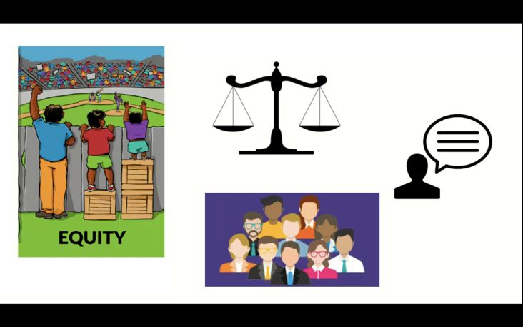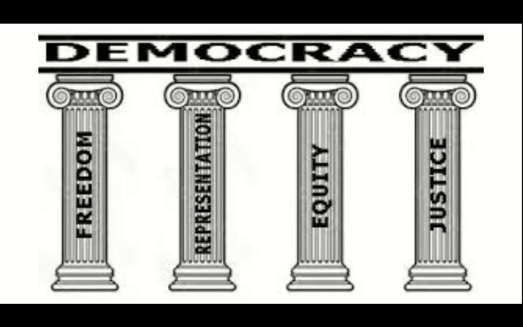So there you are. There are your 4 images. So you have freedoms, you have representation, people in government, you have equity, and you have justice. And there it is one more time.